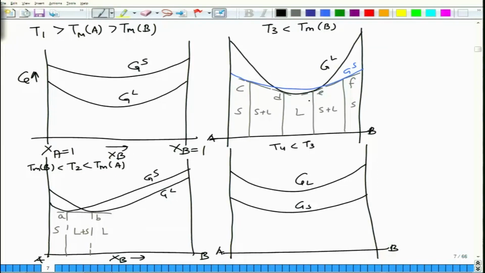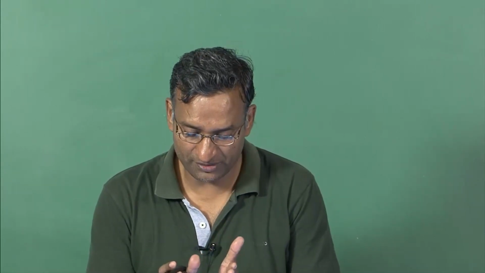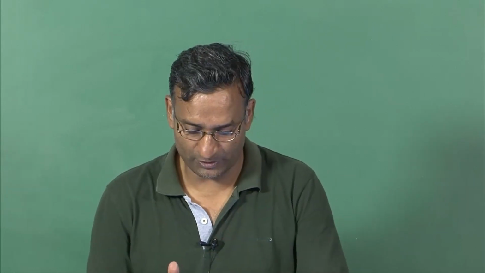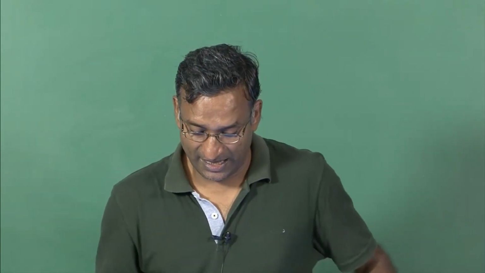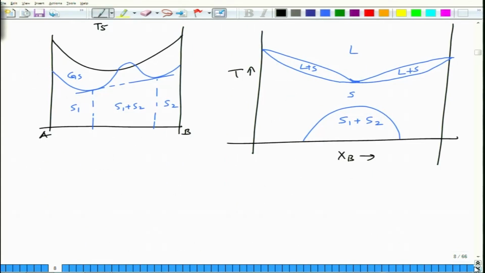So you can see that now you have two solid plus liquid regions, and in between you have a liquid region. Which means in this composition range, liquid is more stable to even lower temperatures. And then when you come to temperature T4, which is lower than T3, the solid is of course more stable than liquid. And at even lower temperature T5, the solid free energy curve changes a bit. The solid free energy curve has a formation of a curvature. So you have a curvature here.